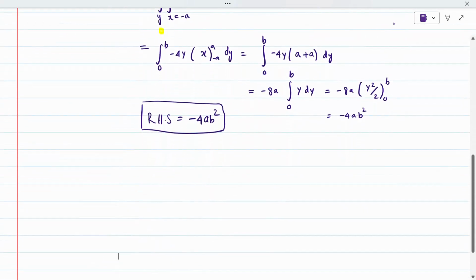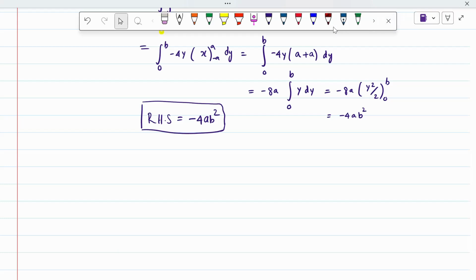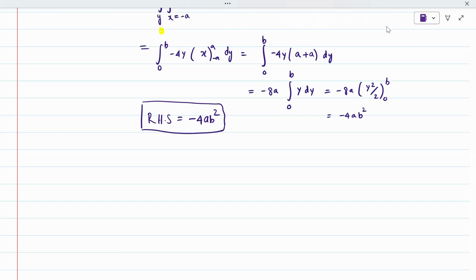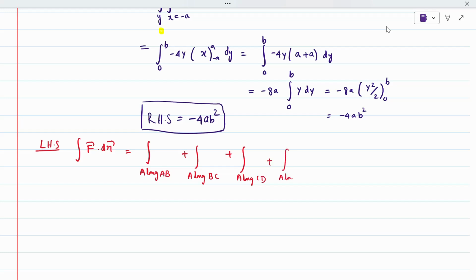So that only I am going to do for the left hand side. Now I am going to do the left hand side. I will use some other color for the full left. So now the left hand side, LHS, I am going to do. LHS is the single integral over F dot dr. So it's nothing but along AB, along BC, along CD, along DA.